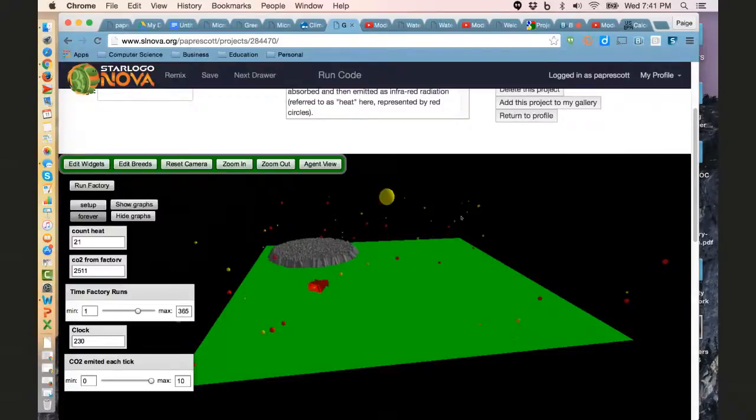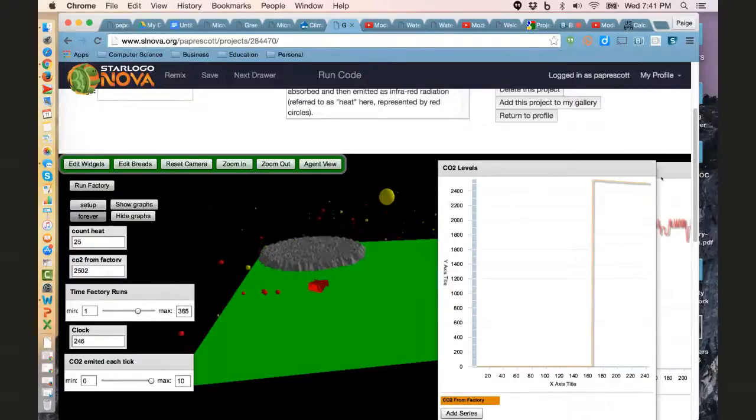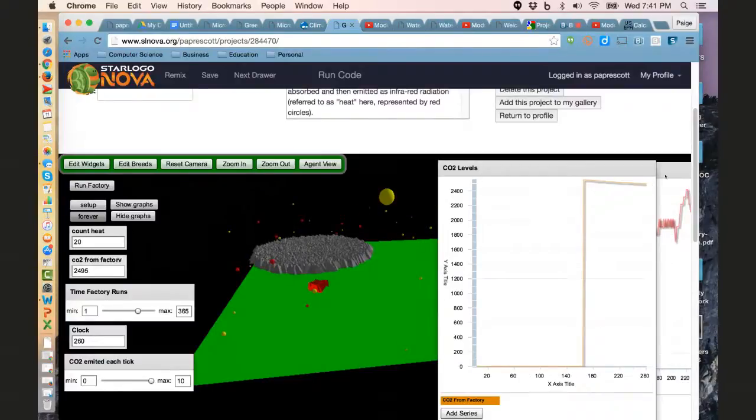And I can show the graphs here, and we can see that the carbon dioxide levels have come up, and then we also have some heat that's changing as well. And I apologize, but I can't get to that other graph right now.